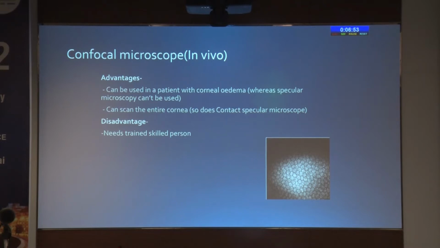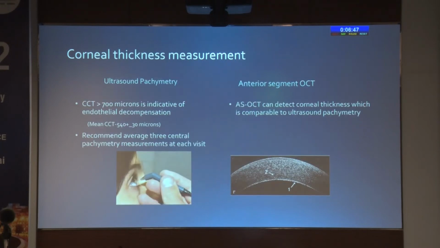Confocal microscopy can be useful in corneal edema patients, but it is not of much use nowadays. Corneal thickness measurement, which can be done with ultrasound pachymetry or anterior segment OCT, shows that when the central corneal thickness is more than 700 microns, it is indicative of endothelial decompensation. The most important thing is that we should take an average of 3 central pachymetry measurements at each visit to overcome physician and technician variability.